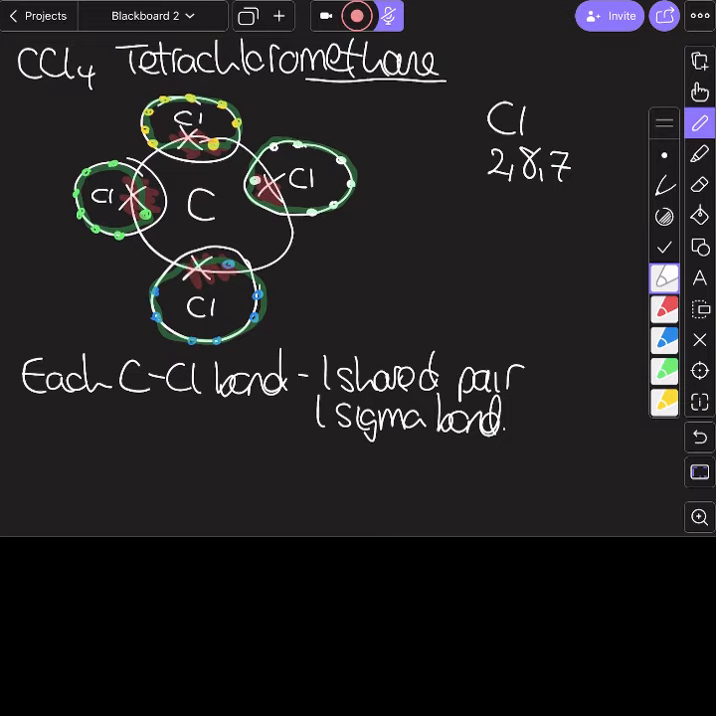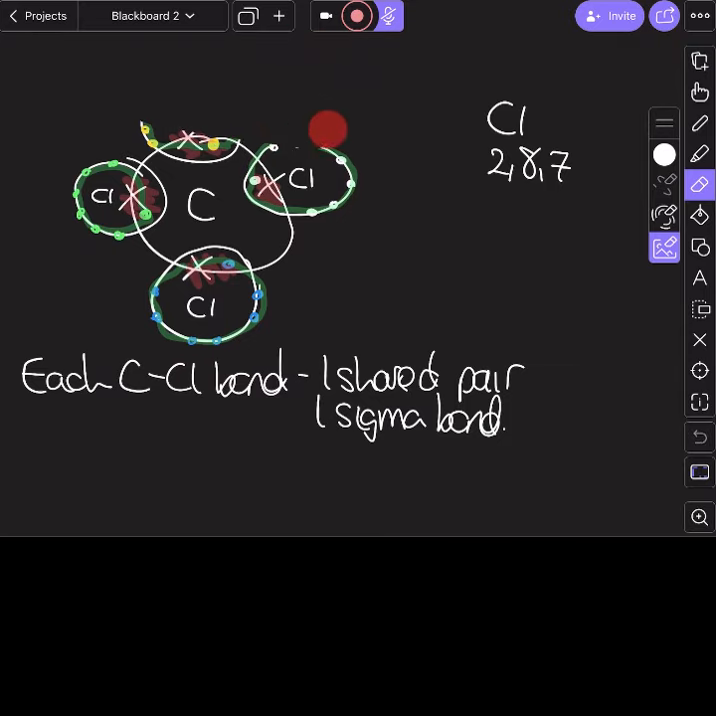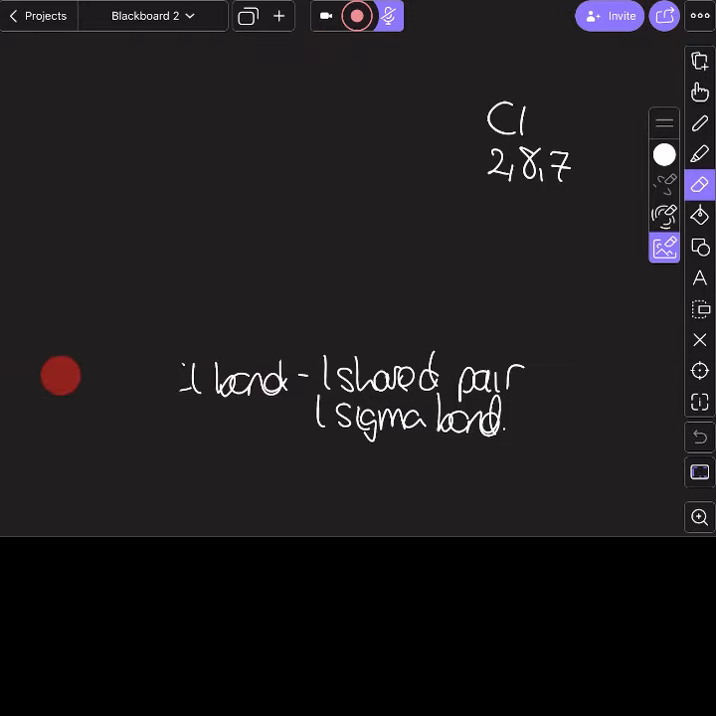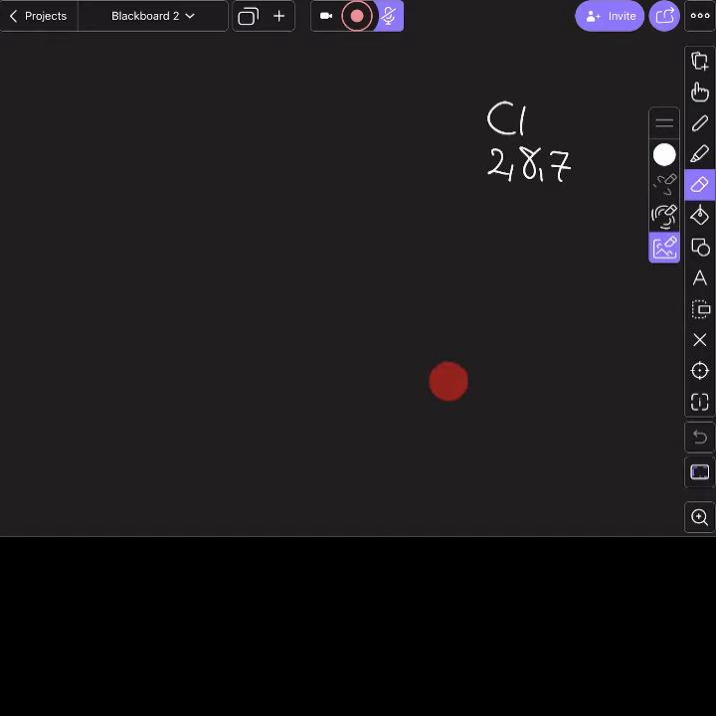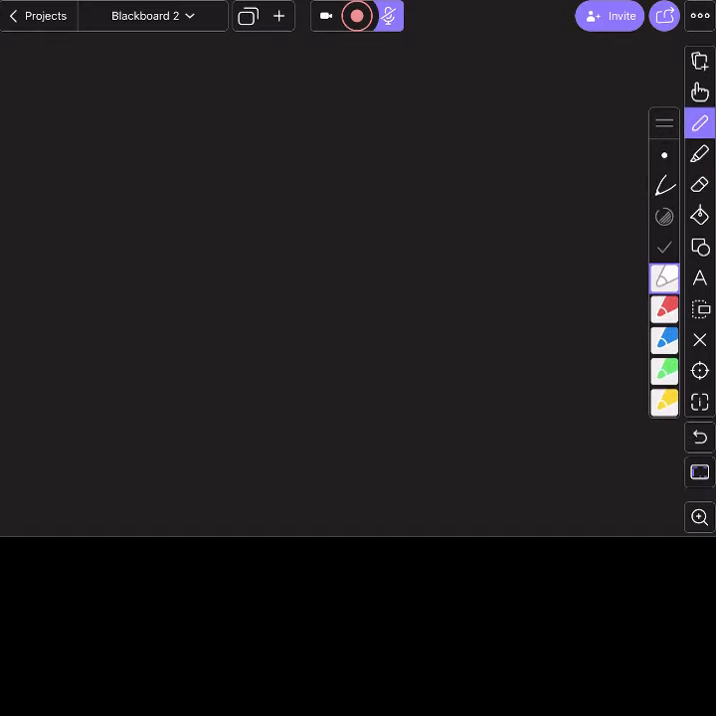So we have done the straightforward ones, where it is relatively straightforward in terms of electron pairs. So we are going to get rid of this, and we are going to go on to the next two. And we are going to go for NH3.